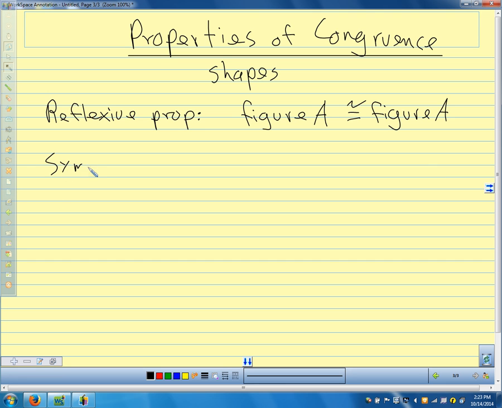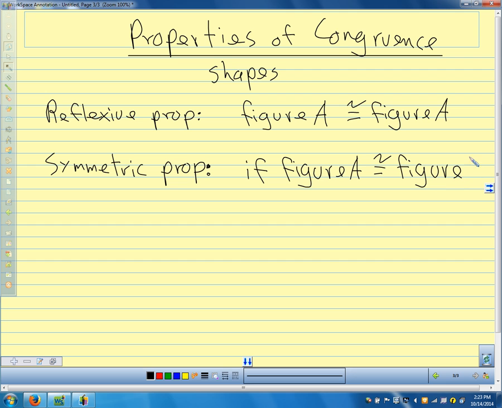The symmetric property. Symmetric property says it doesn't matter what order I write these in. If figure A is congruent to figure B, some kind of shape, then figure B is congruent to figure A. So I can turn those around. Doesn't matter which order I write it in. Doesn't change the fact that those shapes are the same size and shape.